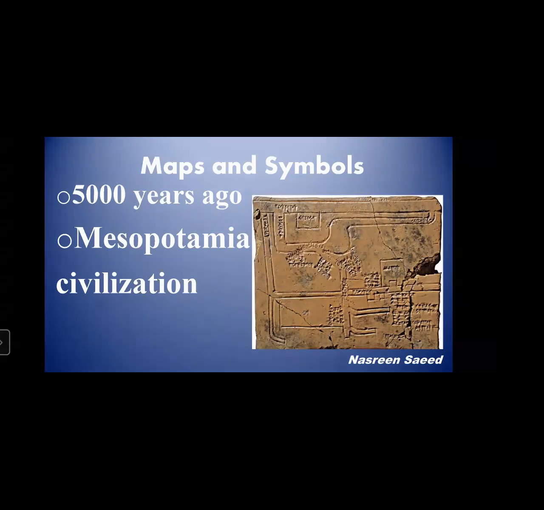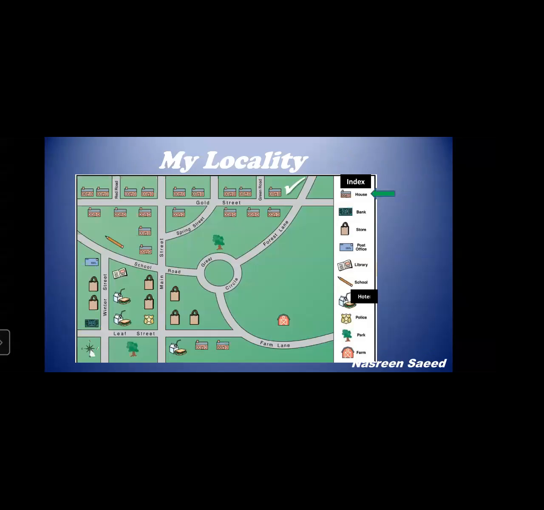So we come to know that even 5,000 years ago, people used to make maps. Now, this map of the locality I have made has the index which shows houses. We can see the houses. Then there is a bank showing a currency note. Can you see the bank? Yes. Then there are stores. Stores means general stores, represented by a carry bag. Then there is a post office also. Then there is a library, which is represented by a book. Then school, which is represented by a pencil.